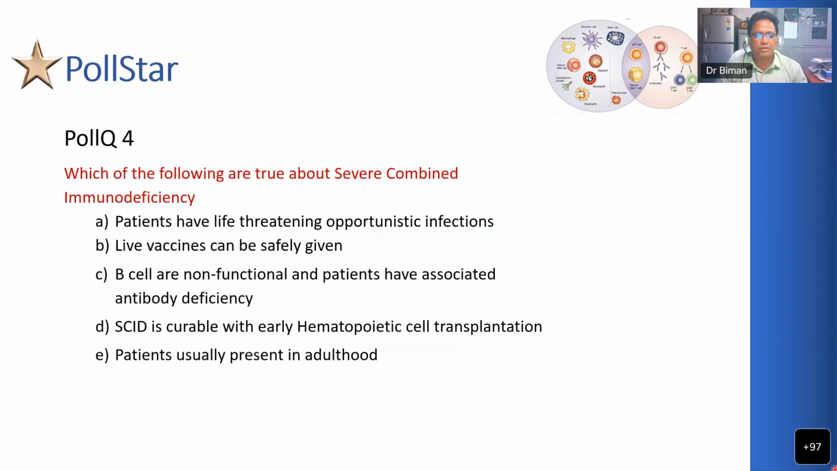So which of the following are true about severe combined immunodeficiency? Patients have life-threatening opportunistic infections very early in life. Live vaccines can be safely given. B cells are non-functional and patients have associated antibody deficiencies. SCID is curable with early hematopoietic cell transplantation, and patients usually present in adulthood. Very simple questions. I put very simple questions. That's straightforward. You can have multiple correct answers.